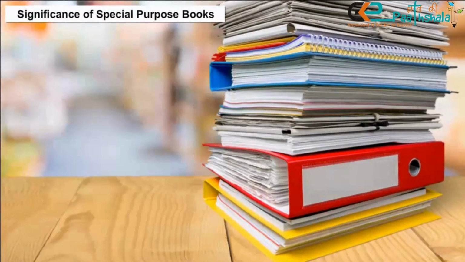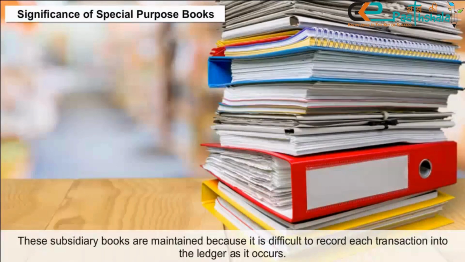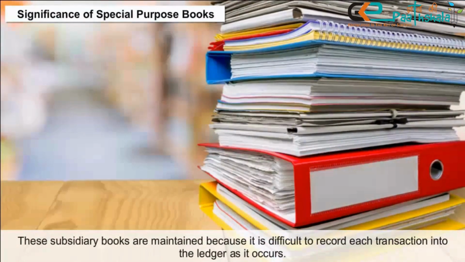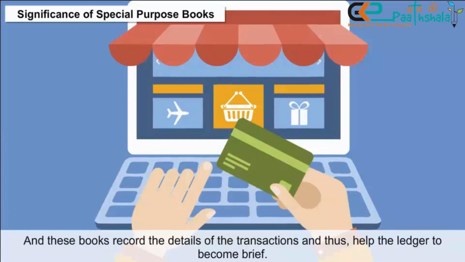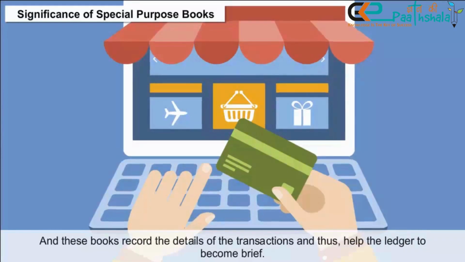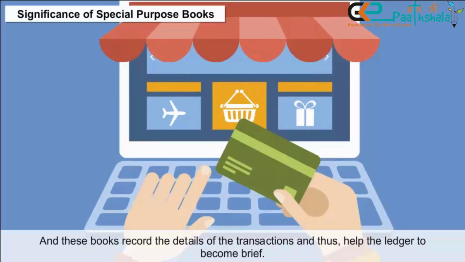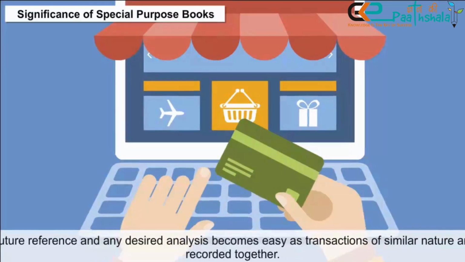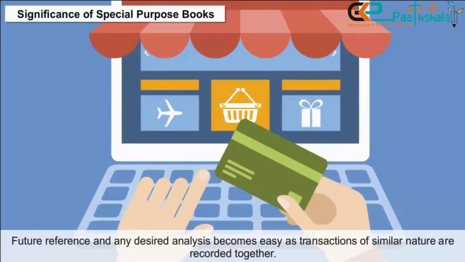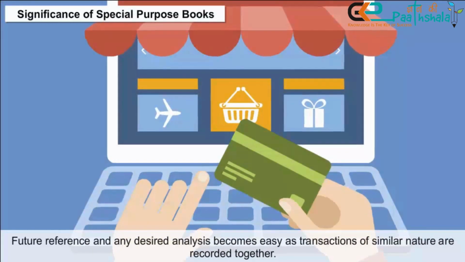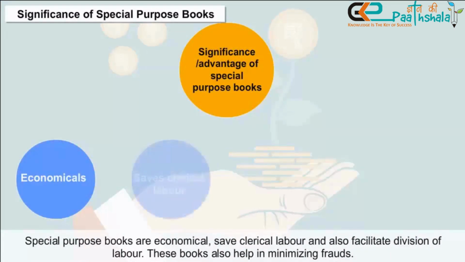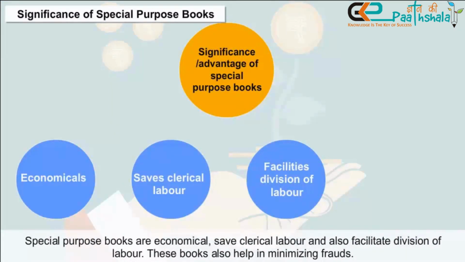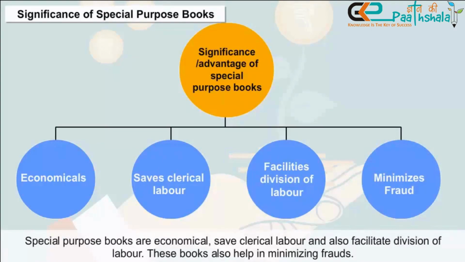Significance of special purpose books. These subsidiary books are maintained because it is difficult to record each transaction into the ledger as it occurs. And these books record the details of the transactions and thus help the ledger to become brief. Future reference and any desired analysis becomes easy as transactions of similar nature are recorded together. Special purpose books are economical, save clerical labor, and also facilitate division of labor. These books also help in minimizing frauds.